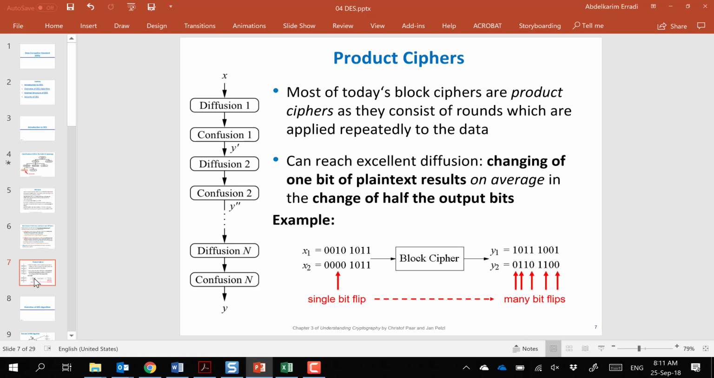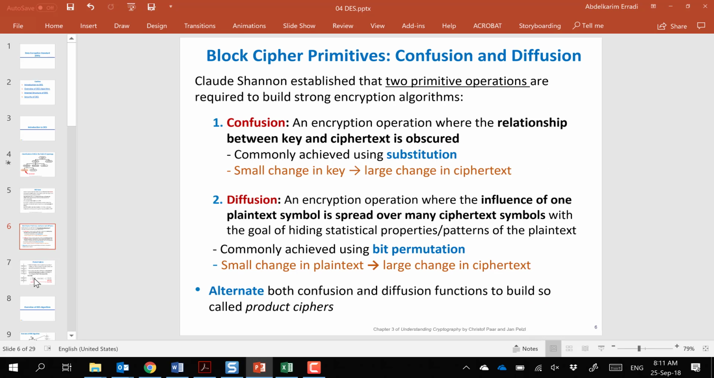So that's what it means by the result of this confusion and diffusion multiple times. The result is that one small change in the plain text results in many changes in the ciphertext. So to summarize, these are very important principles to keep in mind. They are kind of philosophical principles, but we will see how they are implemented in modern ciphers.